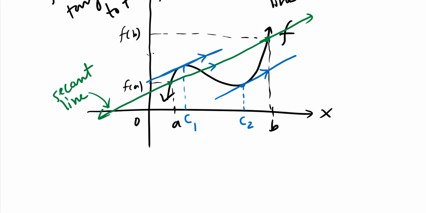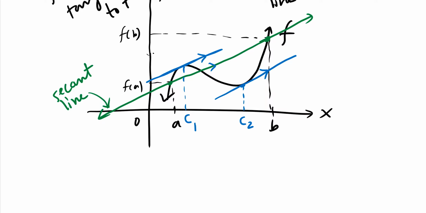The theorem said if it's continuous on the closed interval AB and differentiable on the open interval AB, then we can find at least one number C between the two numbers A and B, so that the tangent line at that C is parallel to the secant line connecting A and B, connecting these 2 points. That's what the mean value theorem says.